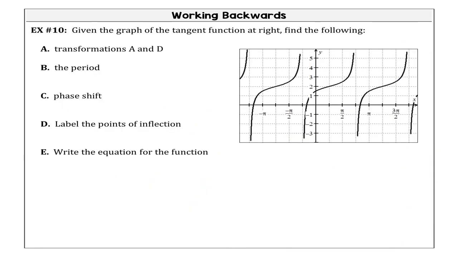All right. Lastly, working backwards. I would like for you to do this one completely, working backwards, tying everything together, and then writing out the equation after you've identified your A, your B, your C, and your D. Pause and then check back for the answer. Okay, thank you for pausing. Let's see how we did.